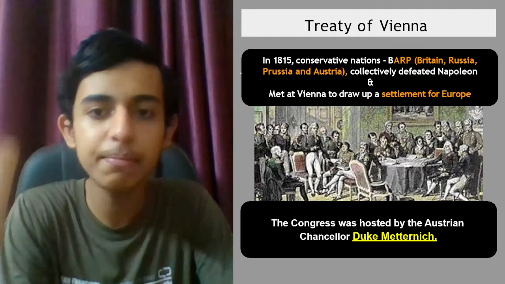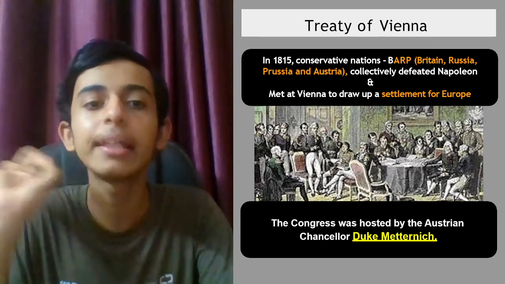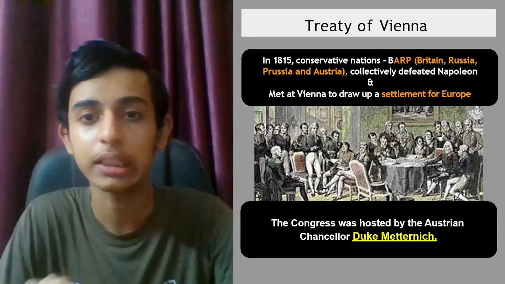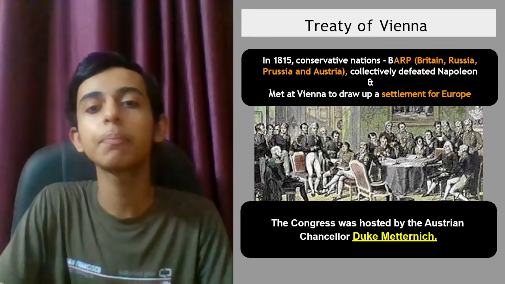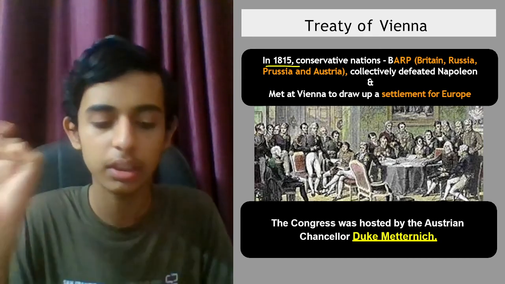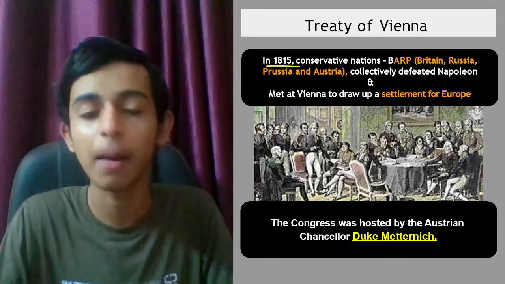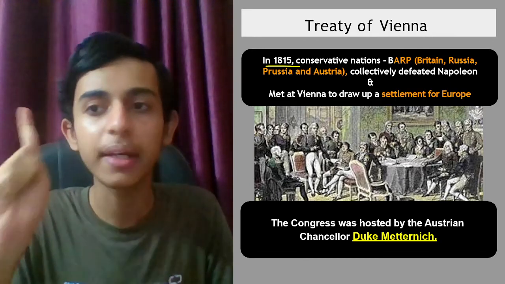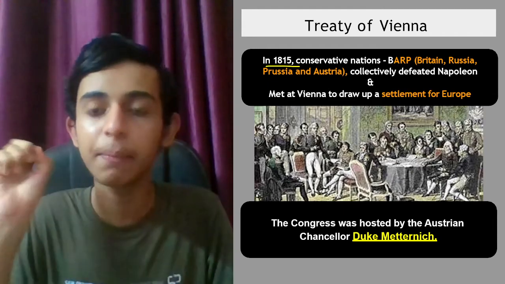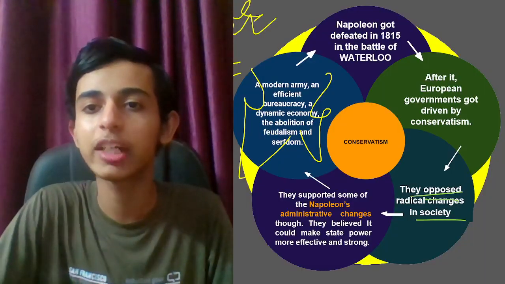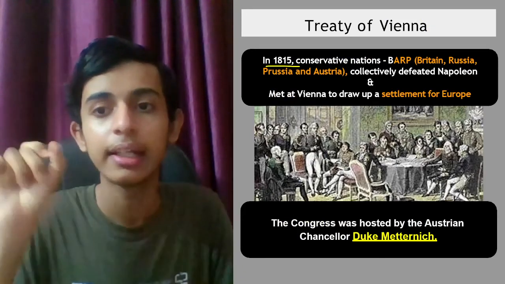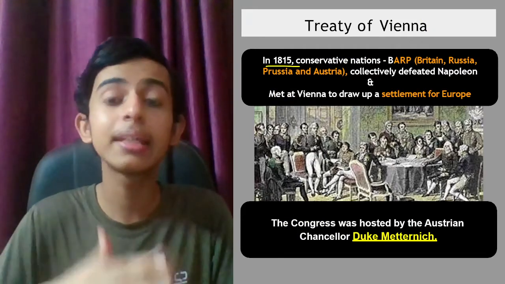Now, very, very important, Treaty of Vienna. Please mark this slide because this will help you to score very good marks. Now, in 1815, here is important, mark 1815. Conservative nations, four conservative nations, the BART. What are those? Britain, Russia, Prussia, Austria. They collectively defeated Napoleon. So in the Battle of Waterloo, as we talked here, these four nations were against Napoleon and they defeated him. Now after that, what they did, they met at Vienna.